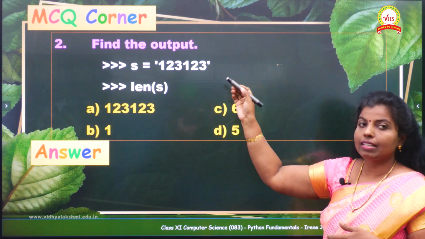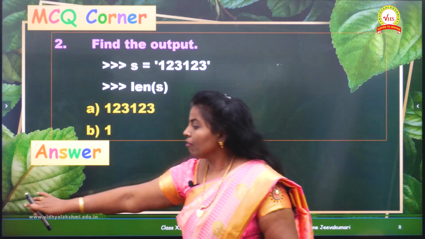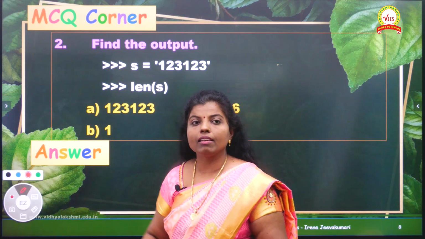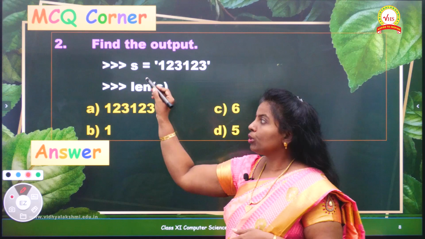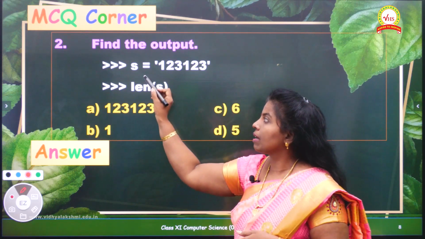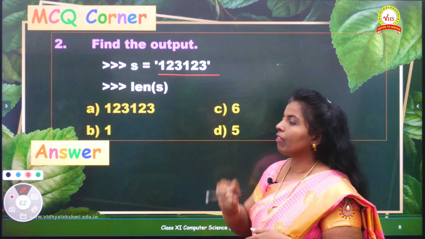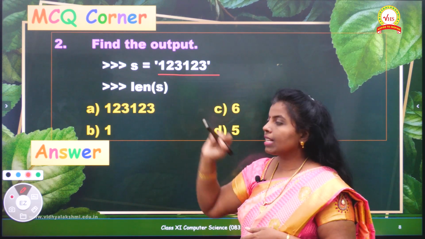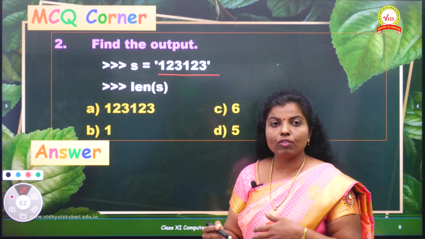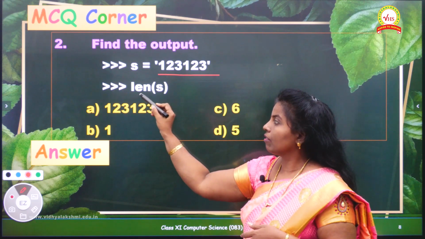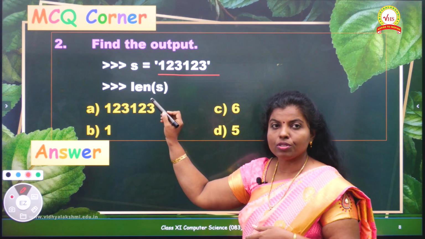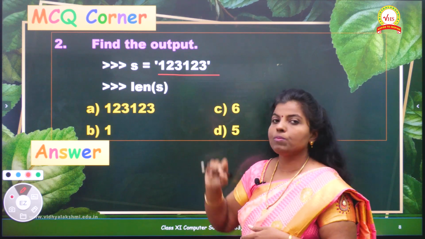Here it is given as find the output. We have to find the output of the given code segment. Here there are two statements given. The first statement is an assignment statement. It is assigned with a string value, right? And the second statement finds the length of the object yes. Here the built-in function len is used and it finds the length of the object yes.